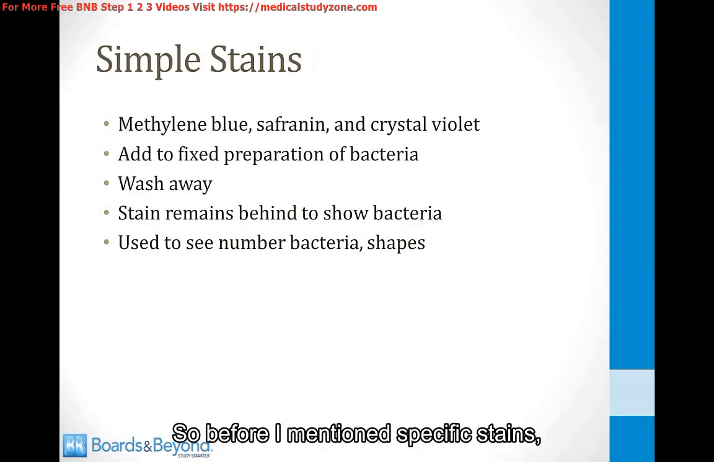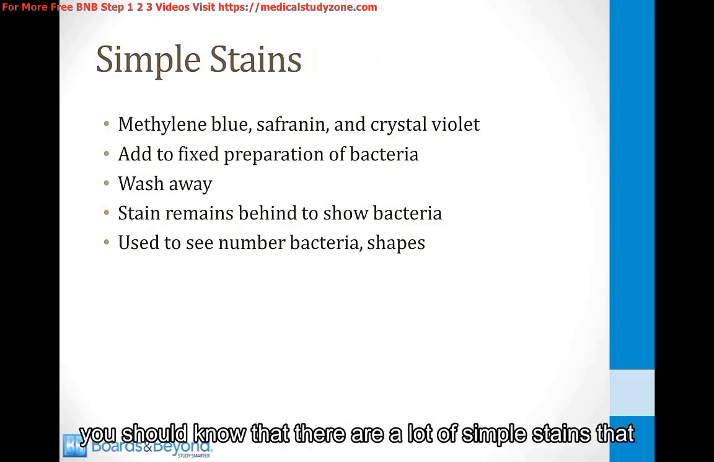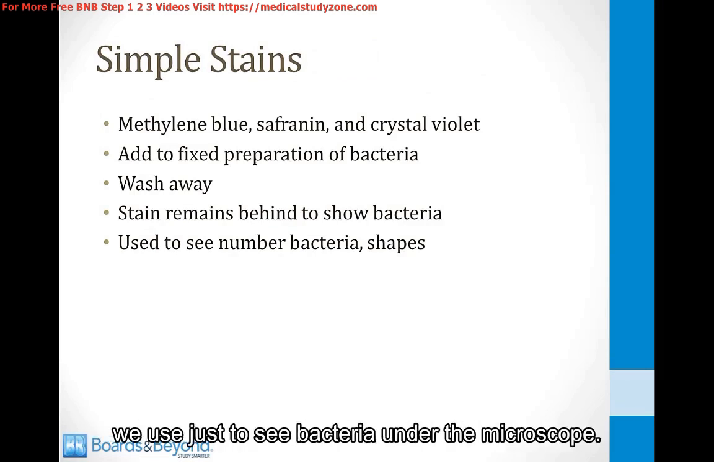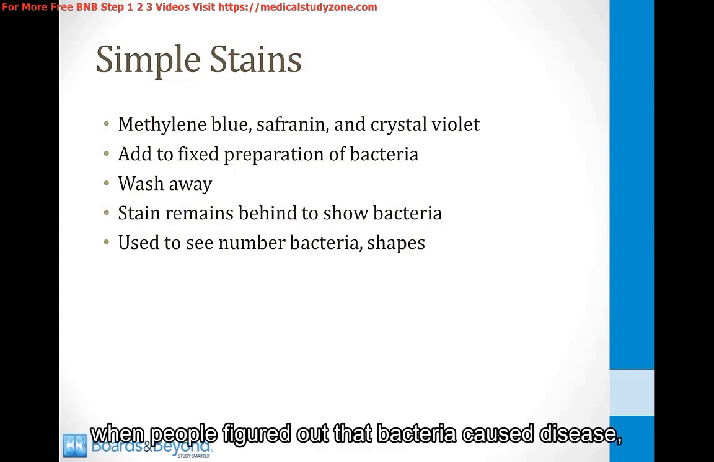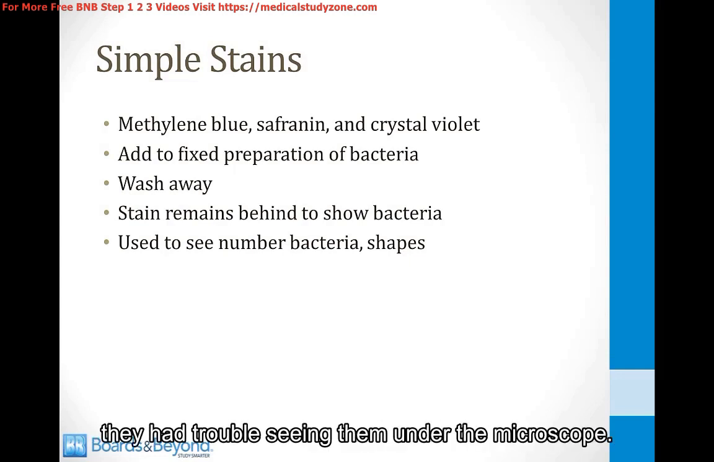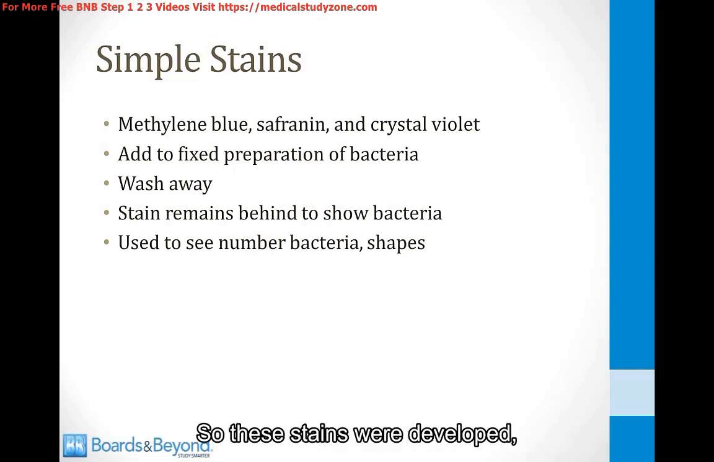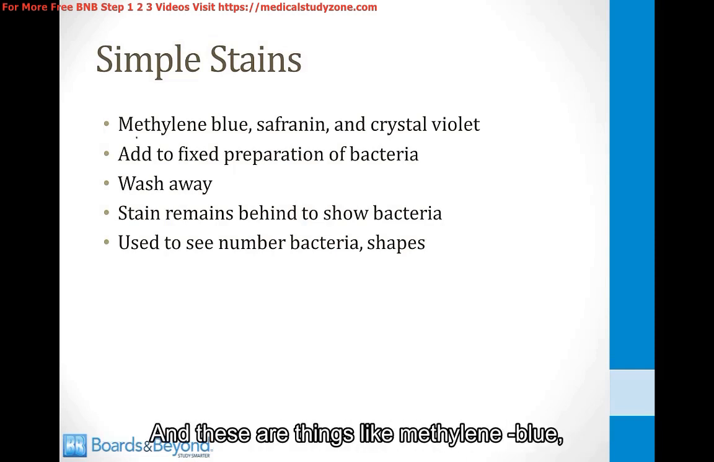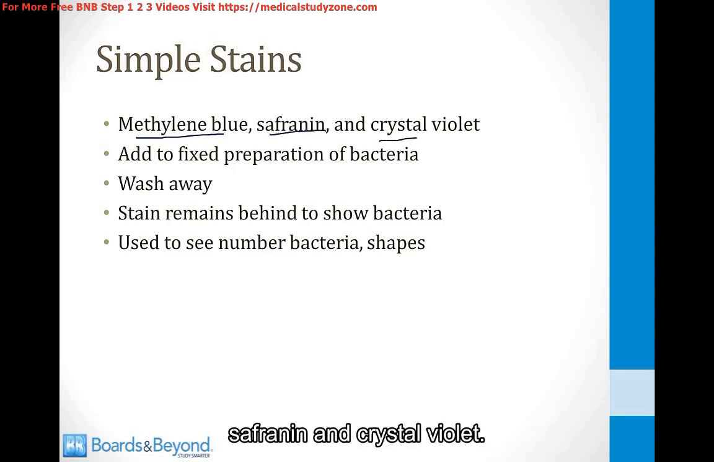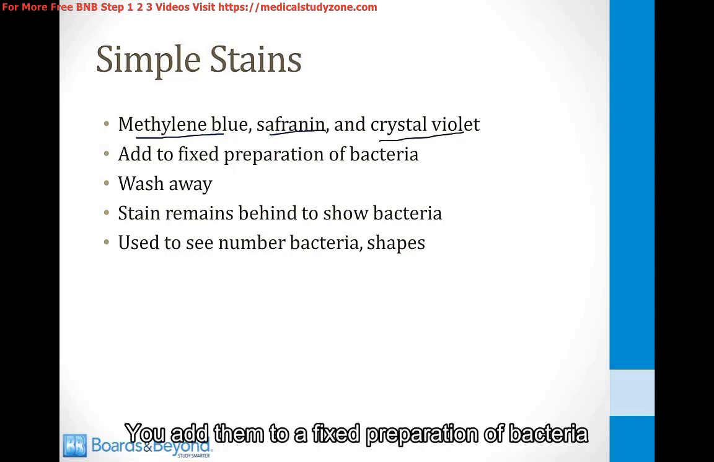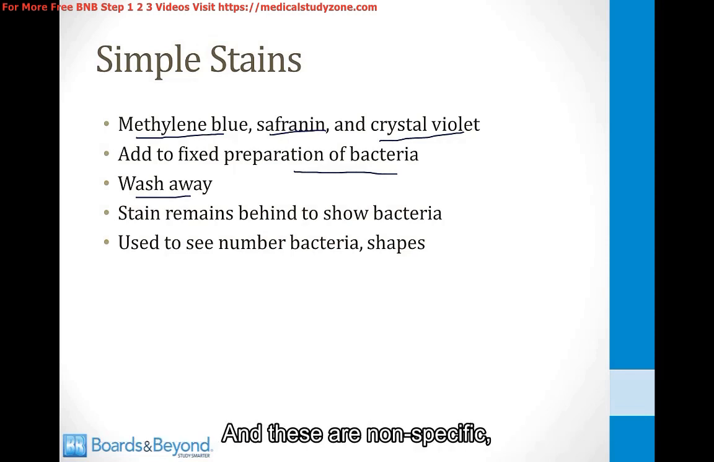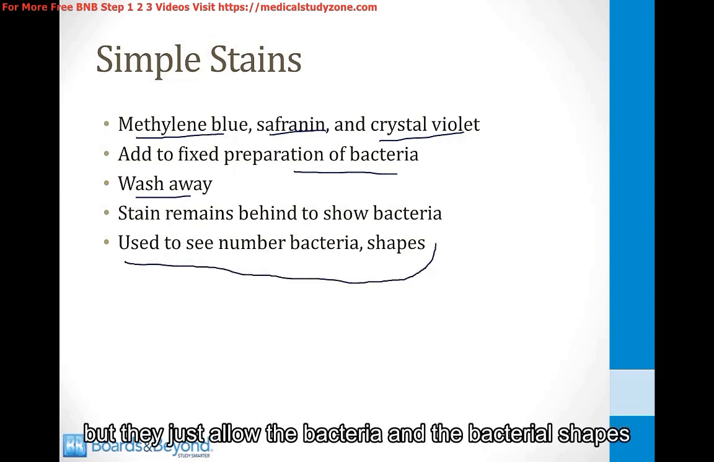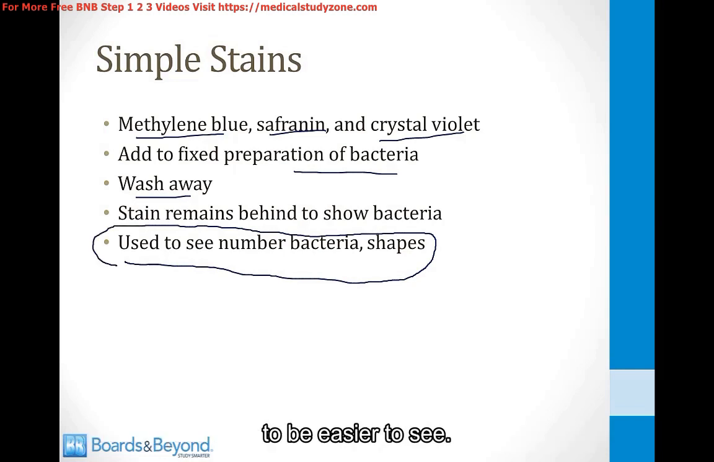So before I mention specific stains, you should know that there are a lot of simple stains that we use just to see bacteria under the microscope. Over 100 years ago, when people figured out that bacteria cause disease, they had trouble seeing them under the microscope. So these stains were developed which stain basically all bugs the same. And these are things like methylene blue, safranin, and crystal violet. You add them to a fixed preparation of bacteria and then wash it away, and the stain remains behind. These are nonspecific, but they just allow the bacteria and the bacterial shapes to be easier to see.